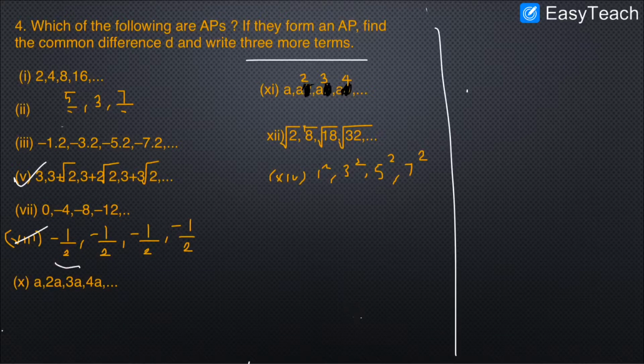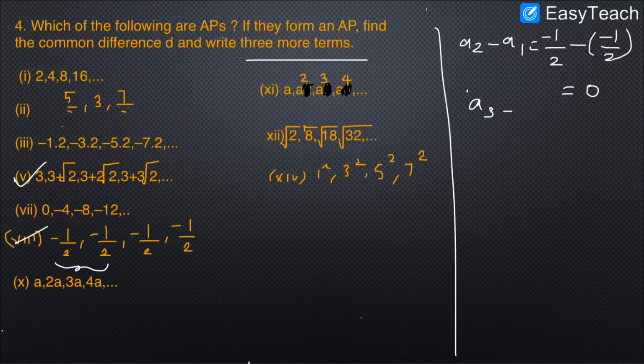So the difference is 0 for each consecutive term. For example, here A2 minus A1, which is minus 1 by 2 minus of minus 1 by 2, equals 0. This is going to be 0 for all terms: A3 minus A2 is 0, and A4 minus A3 is also 0. So we can directly write the AP.